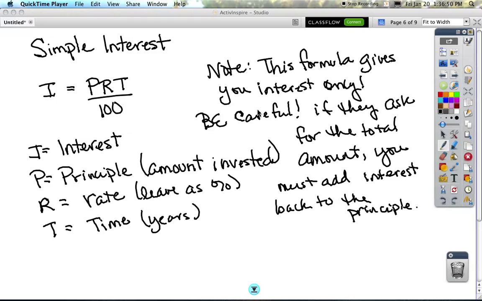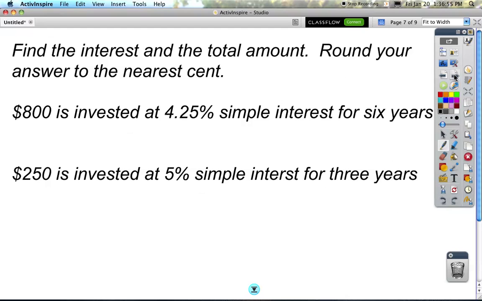Okay, now, first what we're going to do without a calculator. All right, here are the instructions. There are two problems. Find the interest and the total amount. Round your answer to the nearest cent. Okay, so the first thing we want to do, after we read the problem, so we've got $800 is invested at 4.25 simple interest for 6 years.